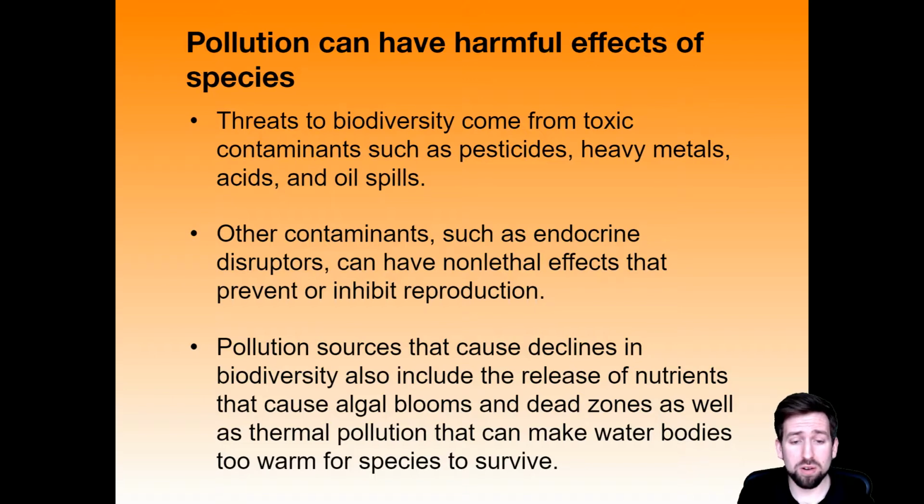Pollution sources that cause declines in biodiversity also include the release of nutrients that cause algal blooms and dead zones, as well as thermal pollution that can make water bodies too warm for species to survive. So it's not just these toxic contaminants, it's also environmental things such as the lack of oxygen from the algal blooms and also the lack of oxygen from thermal pollution.